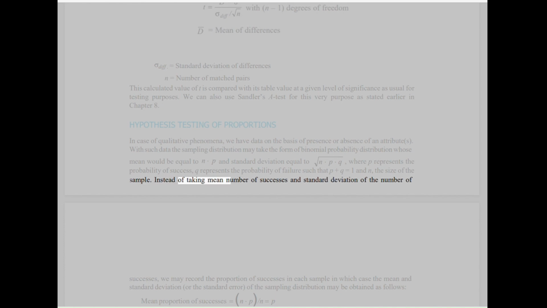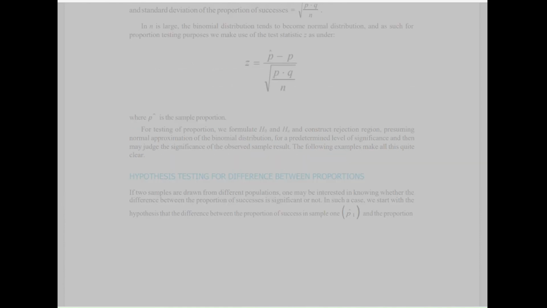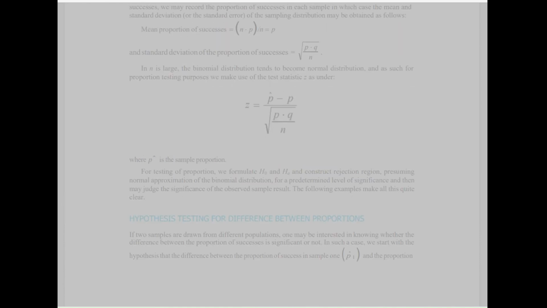Instead of taking mean number of successes and standard deviation of the number of successes, we may record the proportion of successes in each sample, in which case the mean and standard deviation, or the standard error, of the sampling distribution may be obtained as follows. Mean proportion of successes, p, and standard deviation of proportion of successes.